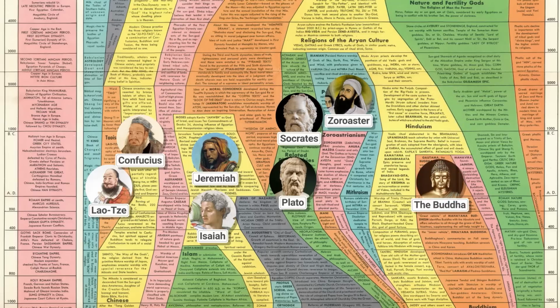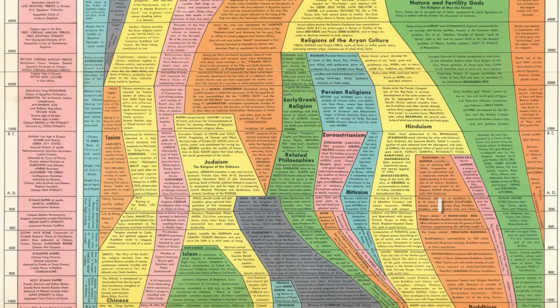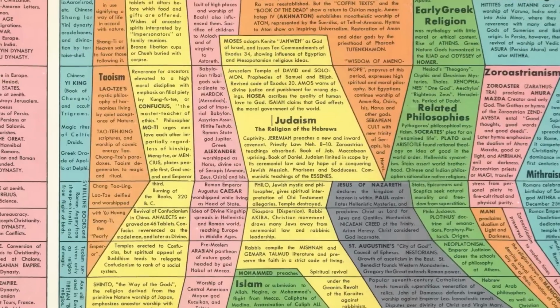I won't say much about Taoism and Confucianism because, quite honestly, Chinese religions aren't my specialty. I'll just note that this chart has them coming out of ancestor worship. But I will, of course, say a bit about Judaism.